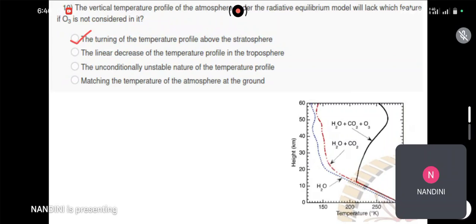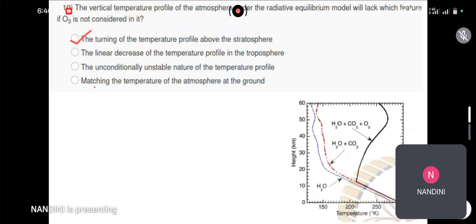Ozone is not playing any role in modulating that particular profile. It's almost equal to the water vapor plus carbon dioxide profile, and the unconditionally unstable nature of the temperature profile. So we already discussed: the unconditionally unstable nature of the temperature profile is due to the fact that in the model we are not considering the vertical motion and the latent heat fluxes.